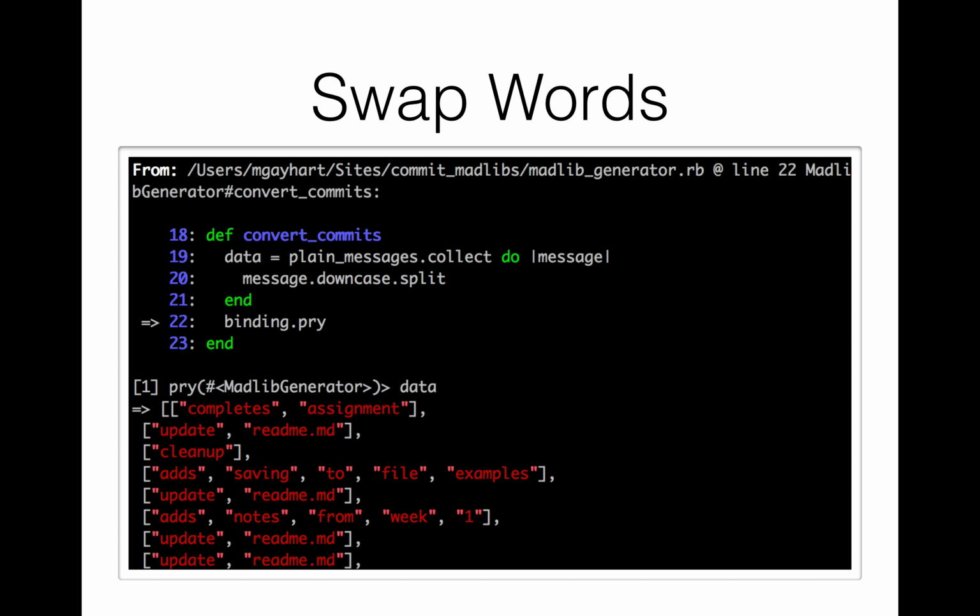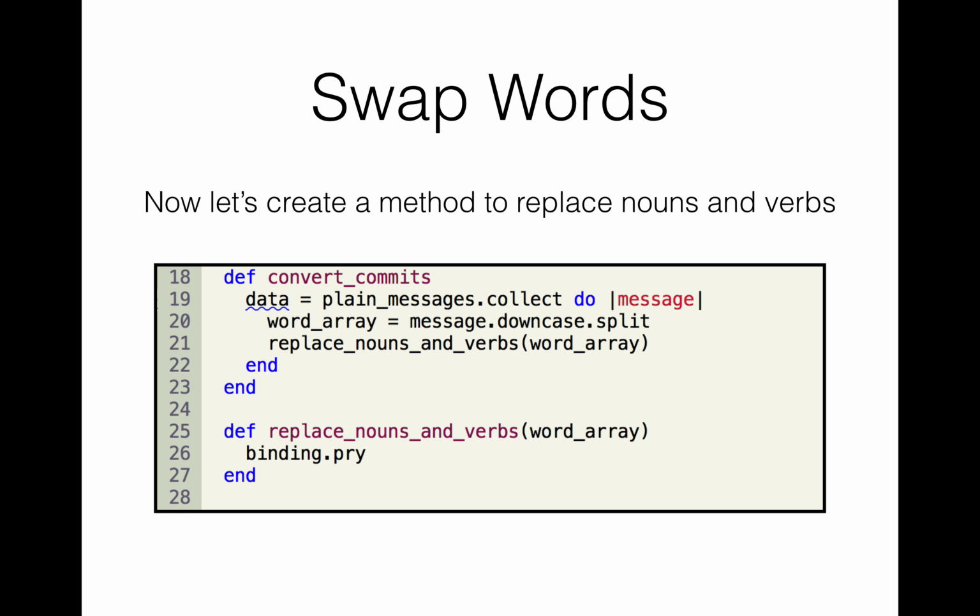So now, in that binding.pry, if we call data and see the result, we can see that each commit message is now an array of each word split by itself. So: adds, saving, to, file, examples, etc. Now let's create a method to replace the nouns and verbs. Data equals plain_messages.collect do |word_array|, downcase.split, and then we're going to call this method replace_nouns_and_verbs on each word array. So let's throw a binding.pry in replace_nouns_and_verbs.